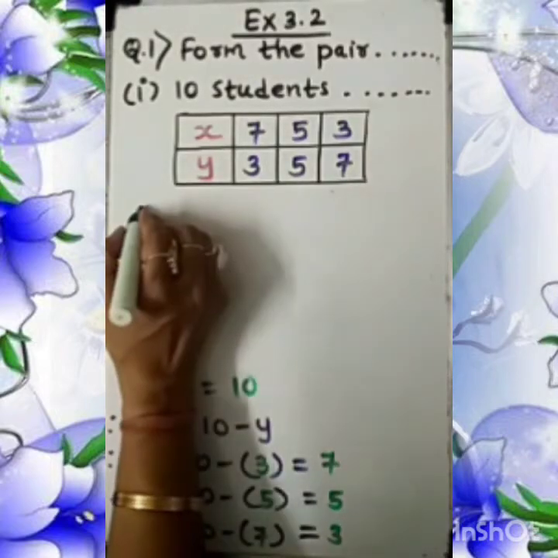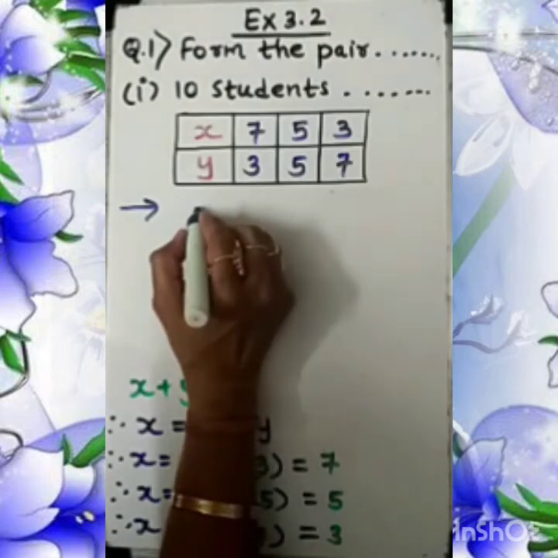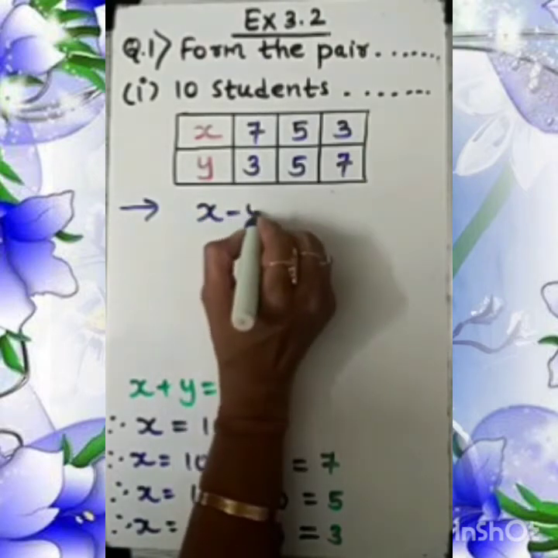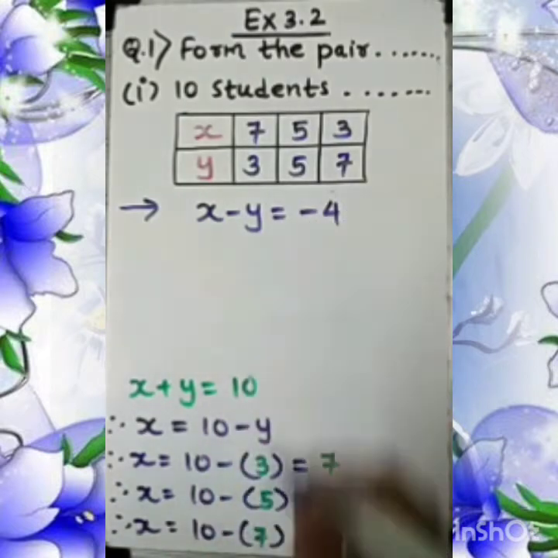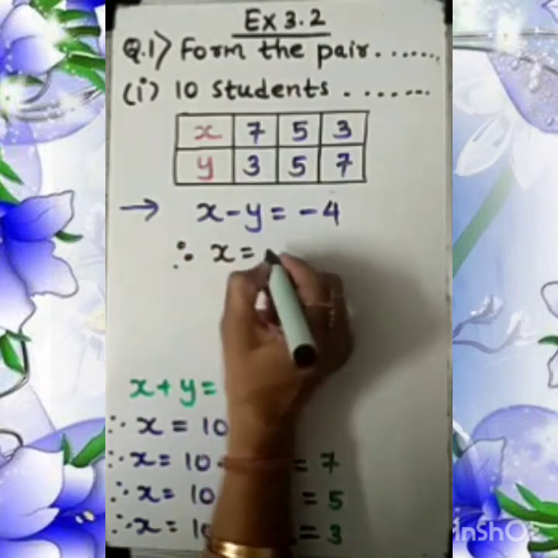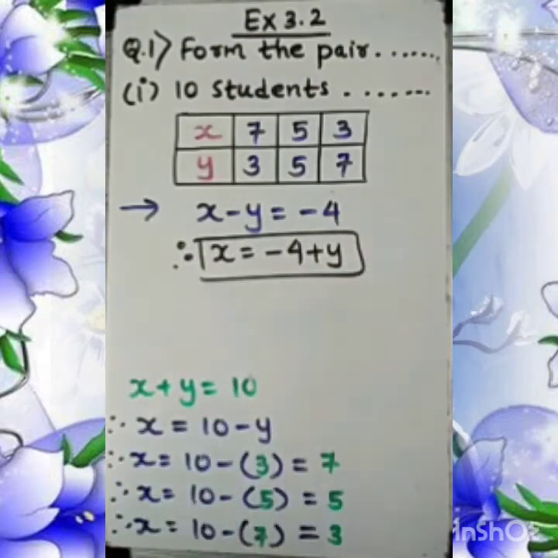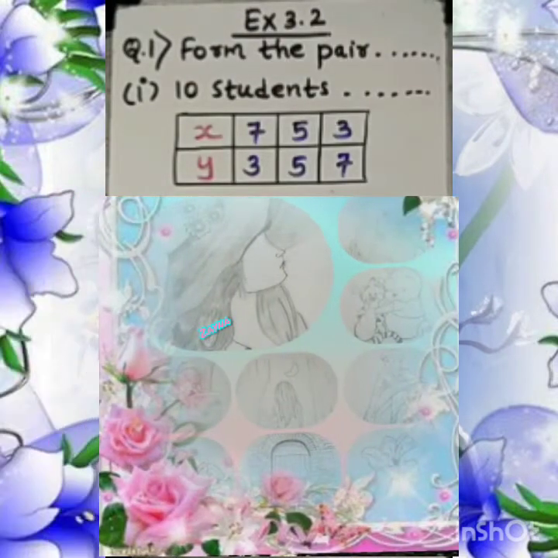Let's work out the second equation. Our second equation was x minus y equal to minus 4, right? Let's work on that. Let's make x the subject. If I make x the subject, then I need to write minus 4 plus y. This will be the second equation. For different values, let's see how to solve.